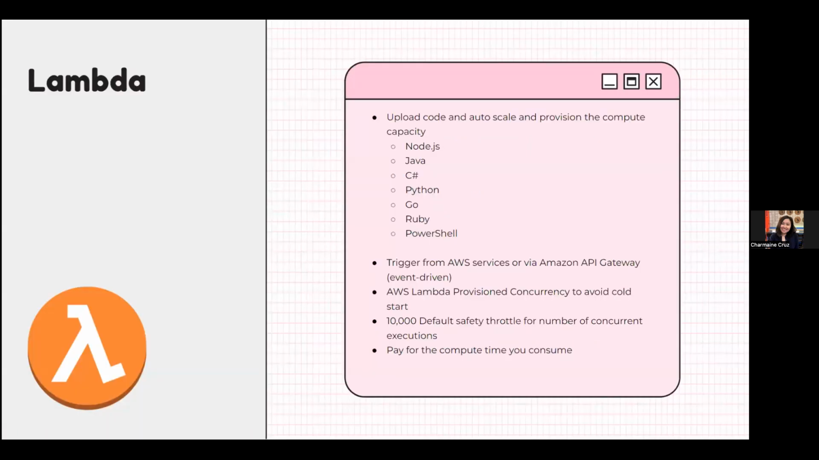Then we go to another service for serverless, which is Lambda. So ito yung feeling ko use ng lahat talaga is Lambda functions. Since automation sa mga items natin, pinaka agile o magagamit mo talaga siya sa web, mobile applications mo. So when it comes to Lambda function, you just have to upload code and auto-scale and provision the code capacity. So ito yung mga programming language that we could use. We could use Node.js, Java, C#, Python, Go, Ruby, and PowerShell.